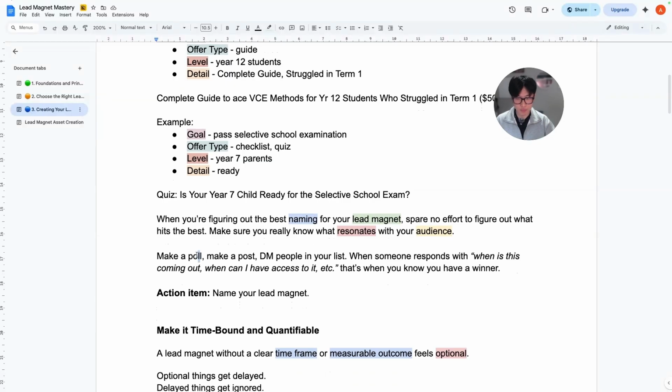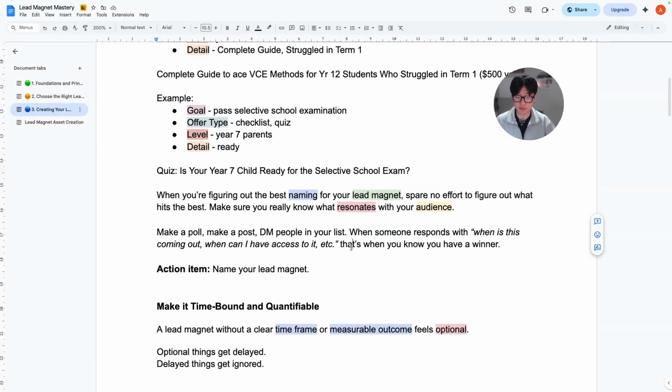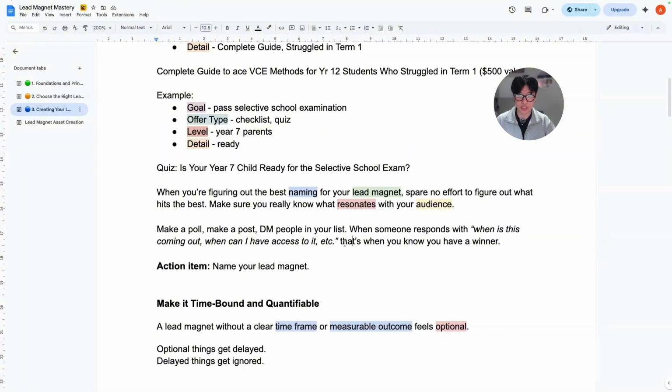So you can make a poll, make a post, DM people in your audience, maybe even contact your existing customers. And when someone responds with, "When is this coming out?" or "When can I have access to it?" or something along those lines, that's when you know you have a winner. Something that really hits and really makes sense, and the benefit is clear enough.